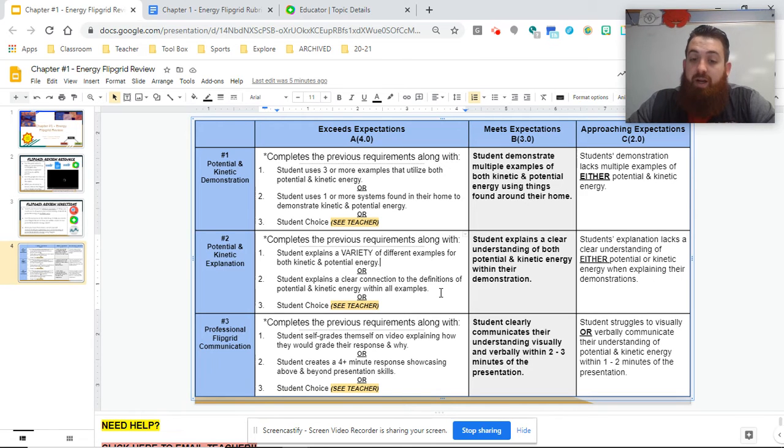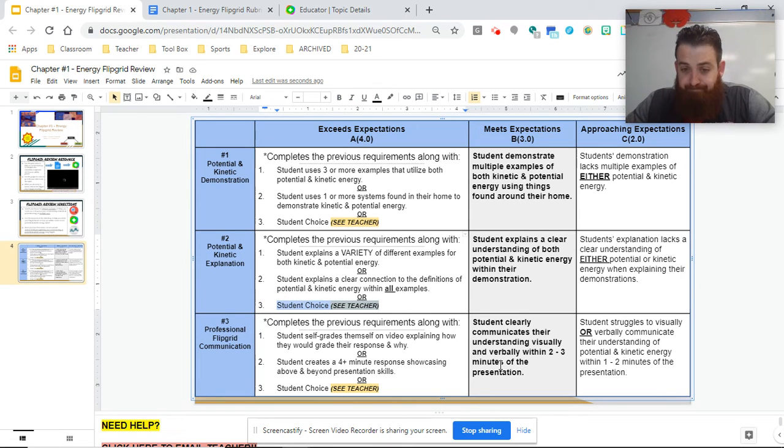Student explains a clear connection to the definitions of potential and kinetic energy within all is the key phrase there, all examples, okay? Connecting your understanding to all of your examples. And again, if you have your own idea about how to explain potential and kinetic energy above and beyond what's expected of you, reach out to me. And if I feel that it shows that, we'll definitely give you that A.